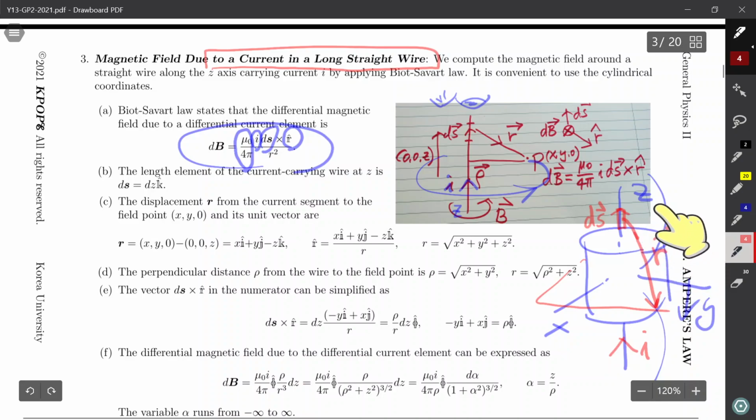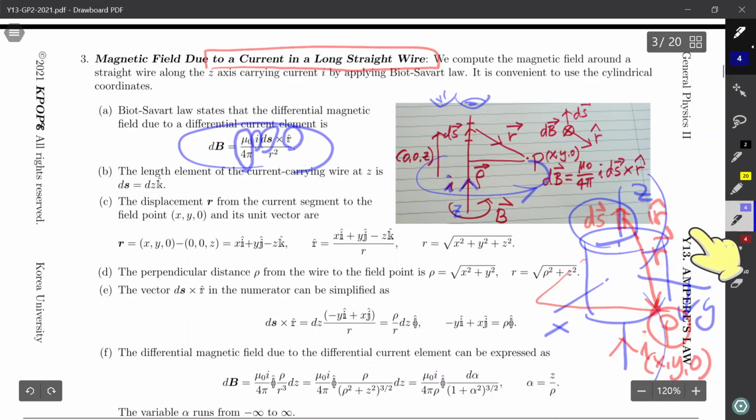This is r, and the unit vector is r hat, and this is the field point P. We choose the field point P whose z coordinate is 0. The length element of the current carrying wire at z is this one, dz k hat. So this direction is k hat, dz k hat.